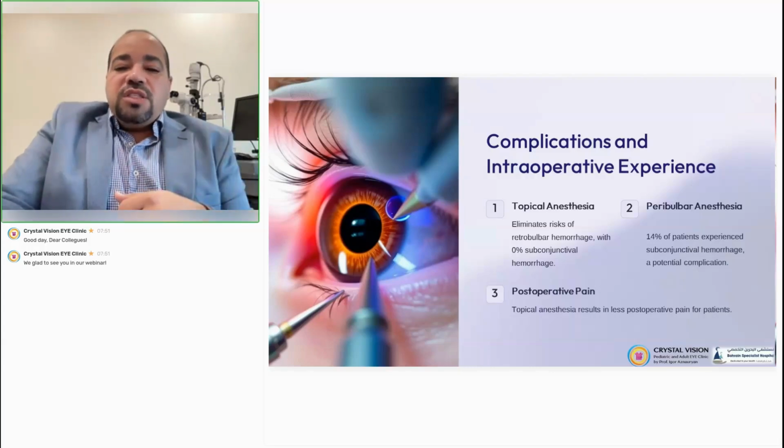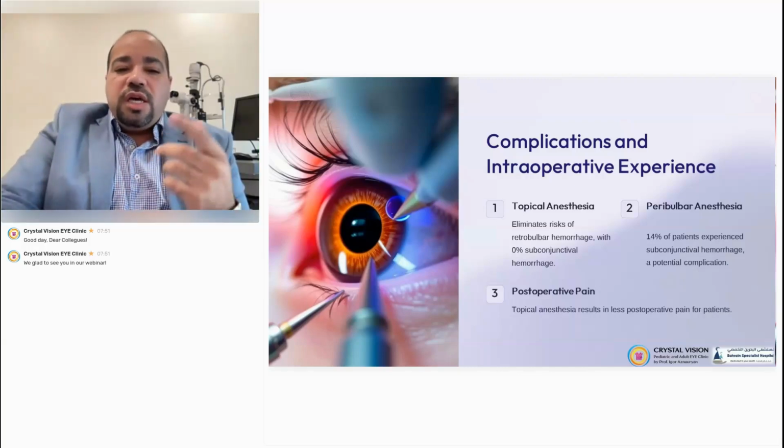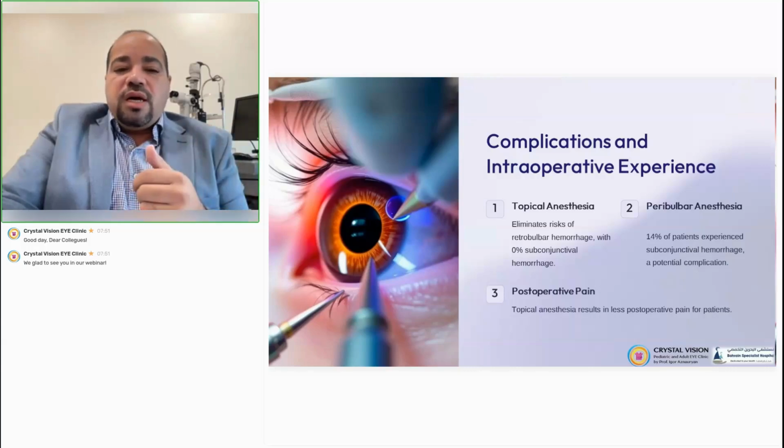One of the other advantages is postoperative pain. The patient after topical anesthesia doesn't complain of any pain in the periocular area or in his head, while in some cases with local anesthesia, pain around the eye will remain with the patient for the next 2 or 3 weeks.